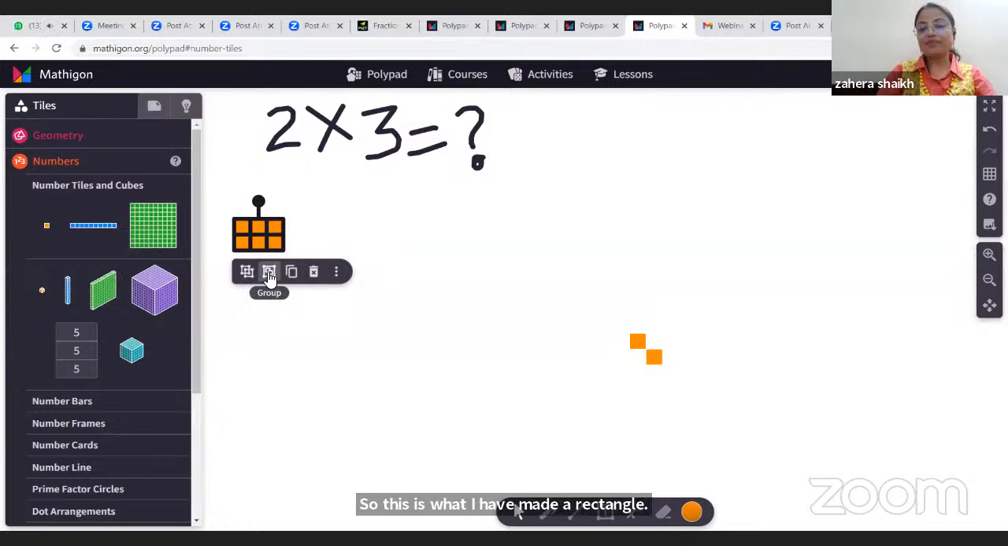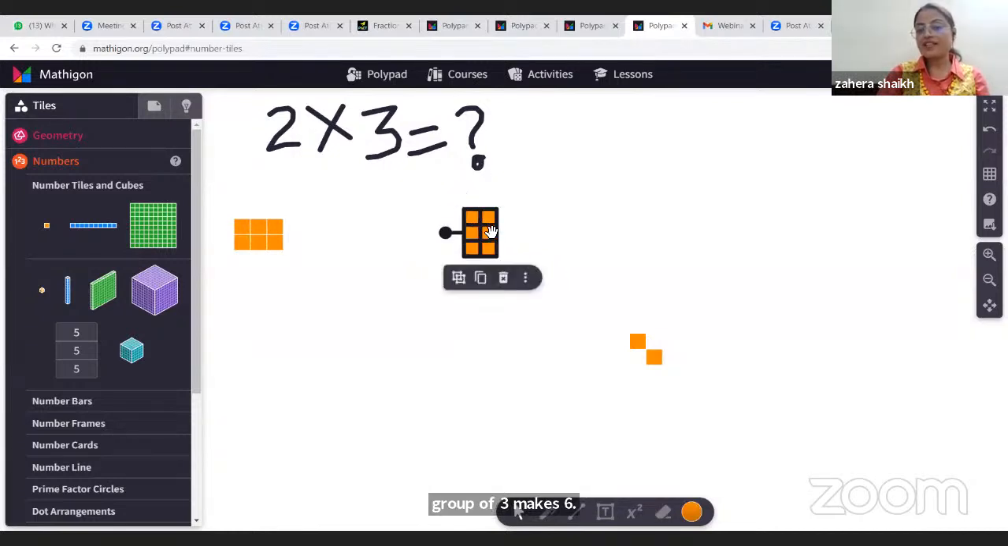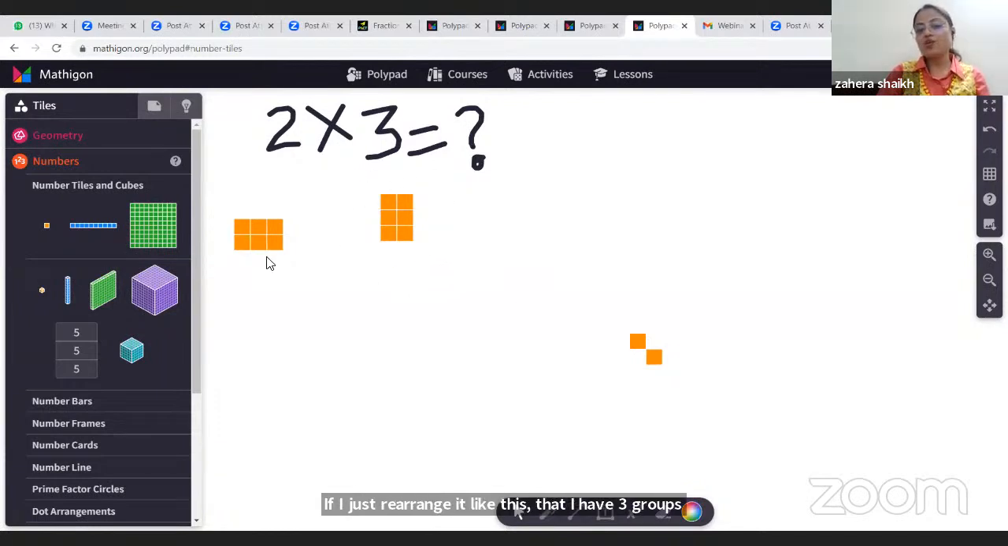A rectangle, where I can relate the horizontal line as a length and the vertical line as a breadth, right? So what exactly am I doing? Here I can see that 2 groups of 3 makes 6. If I just rearrange it like this, I have 3 groups of 2, which again makes 6. So horizontally I'm making the grouping, and then vertically, right? This is nothing but called an array.